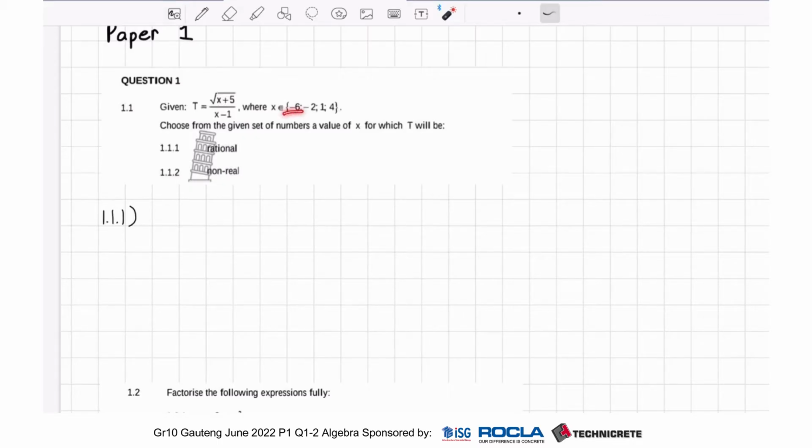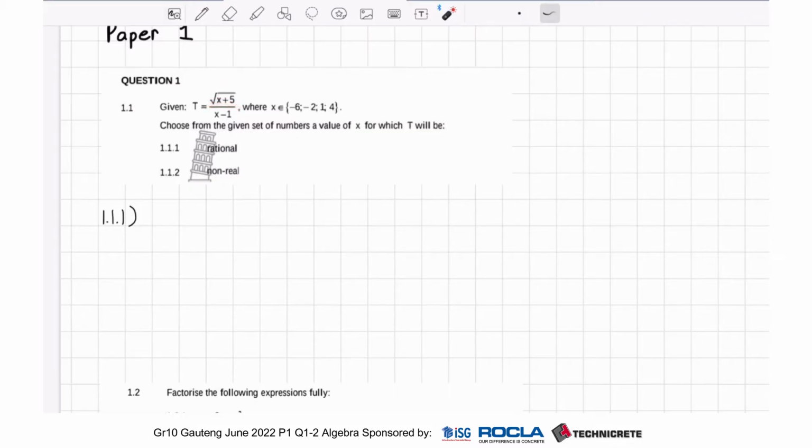So when x is negative 6, I have that x plus 5 is equal to negative 1, and the square root of negative 1 is not even a real number. And since rational numbers have to be real, I can eliminate x equals negative 6. Then again, when x is equal to negative 2, I'm going to have that x plus 5 is equal to 3, and 3 is not a perfect square, so the square root is going to be irrational. Then I've got x equal to 1, and when x is added to 5, it's going to be 6. 6 is not a perfect square, so the square root of 6 is going to be irrational.